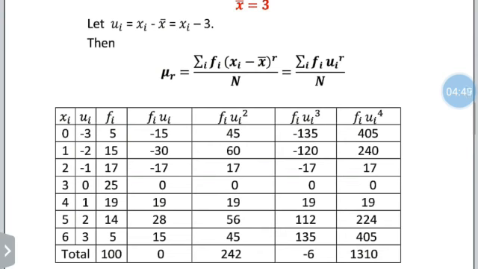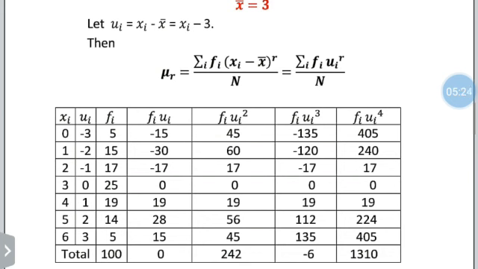In the next column, we write the values of fi into ui cube. For that, we cube the values of ui and multiply with their corresponding frequency. In the first row, the value of ui is -3, cubing we get -27, into the corresponding frequency 5 gives -135. Similarly, in the second row, the value of ui is -2, cubing we get -8, into the corresponding frequency 15 gives -120. Similarly, the other entries in that column.